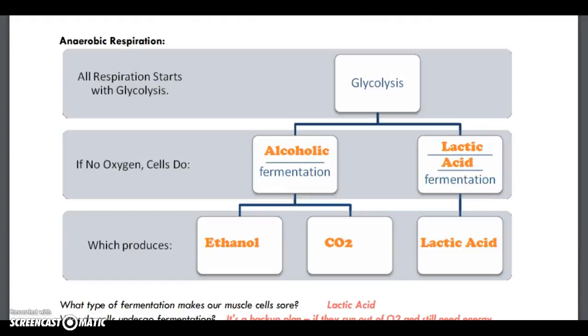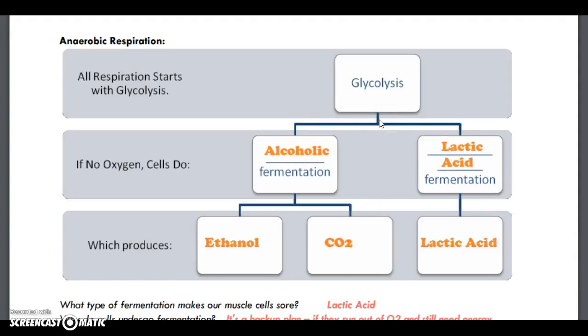However, if oxygen is not present, you have to do anaerobic respiration. Remember that prefix AN means opposite of. So the opposite of aerobic respiration is anaerobic, when there's no oxygen. So once again, you always start with glycolysis. That's going to give you 2 ATP. But when there's no oxygen present, cells are either going to do alcoholic fermentation or lactic acid fermentation, and that depends on what you start with.